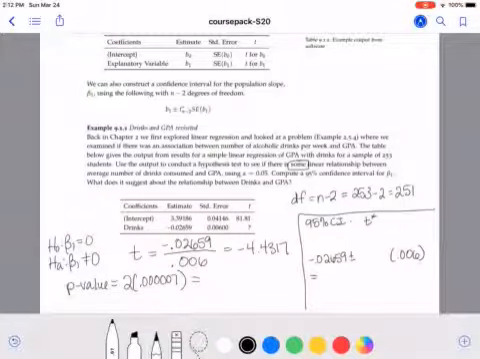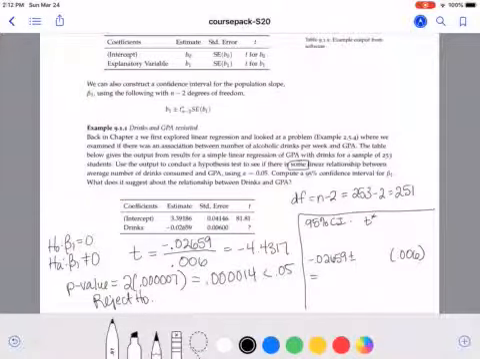Okay, so we end up with a p-value of 0.000014, which is definitely less than our 0.05 level. So we would reject our null here. To finish off, what we'd write for the rest of our conclusion is that we have significant evidence of some linear relationship between number of alcoholic drinks and GPA in the population of students.